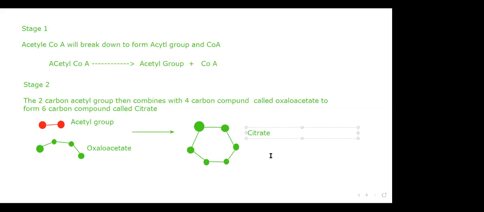Citrate. This is 2 carbon, 2C. This is 4C. Citrate is how many C's? 6. Okay, so in the first stage, the coenzyme will be removed from the acetyl group, and in the second stage, the acetyl group will bond with 4 carbon oxaloacetate to form a 6 carbon compound called citrate.